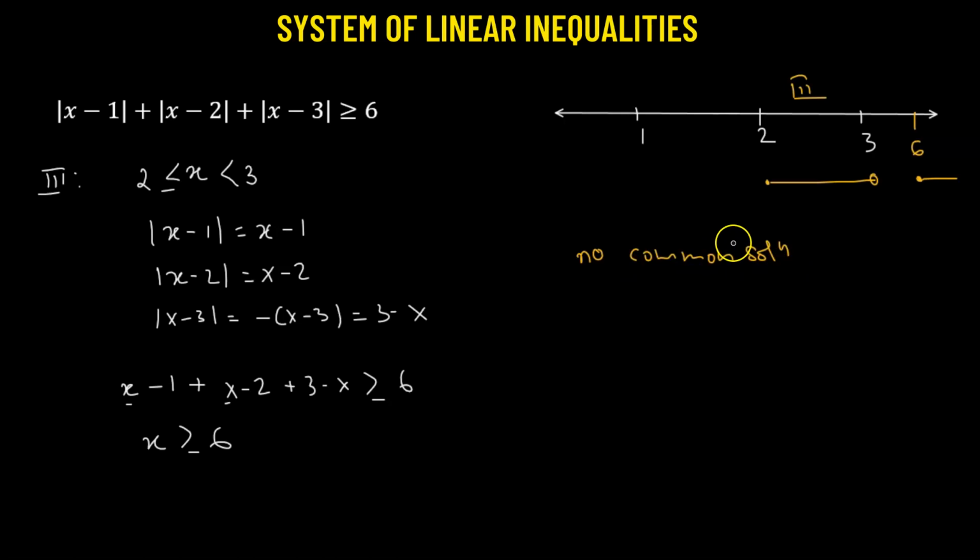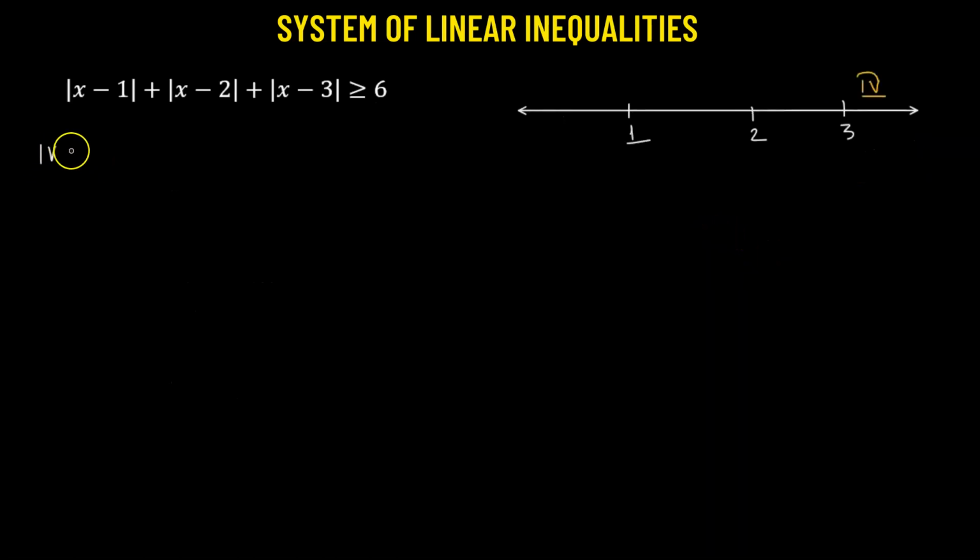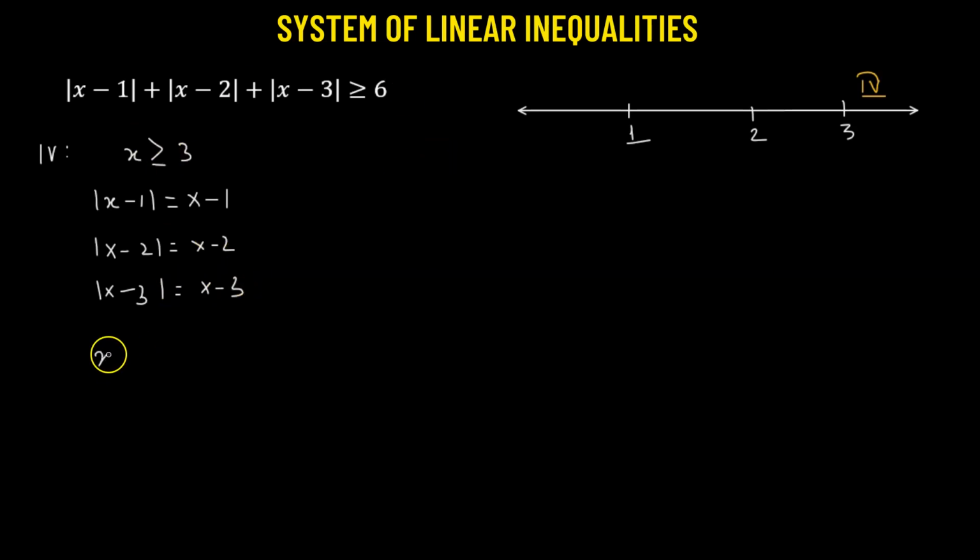So now we move on to the final region, region number 4. Now in region number 4, we have to consider all the values of x greater than or equal to 3. So that means absolute value of x minus 1 will be x minus 1. Absolute value of x minus 2 will be x minus 2. And absolute value of x minus 3 will be equal to x minus 3. Now we can rewrite our original inequality as x minus 1 added to x minus 2 added to x minus 3. So this will be greater than or equal to 6.